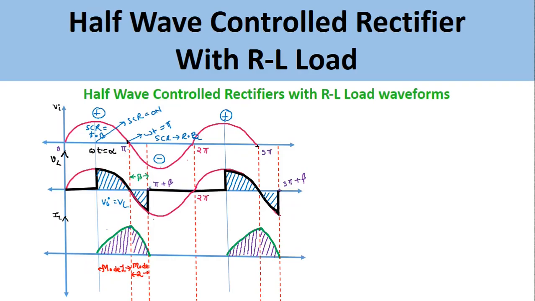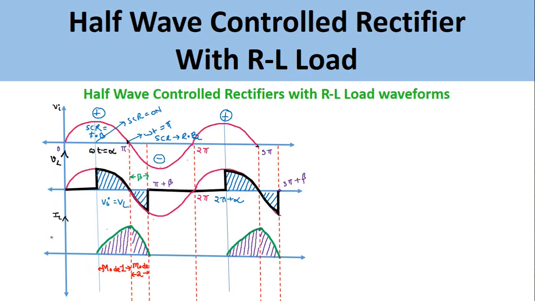Now from omega t is equal to pi plus beta to omega t is equal to 2 pi plus alpha, there will be no signal, because in this condition the negative half cycle is coming. That means the SCR goes into the off condition, and there is no stored energy in the inductor. In this condition the SCR becomes forward biased again, but it is before the firing angle, therefore till the firing angle the SCR will remain in the off condition, even if it is in the forward bias condition. Now again the same waveform is coming here.